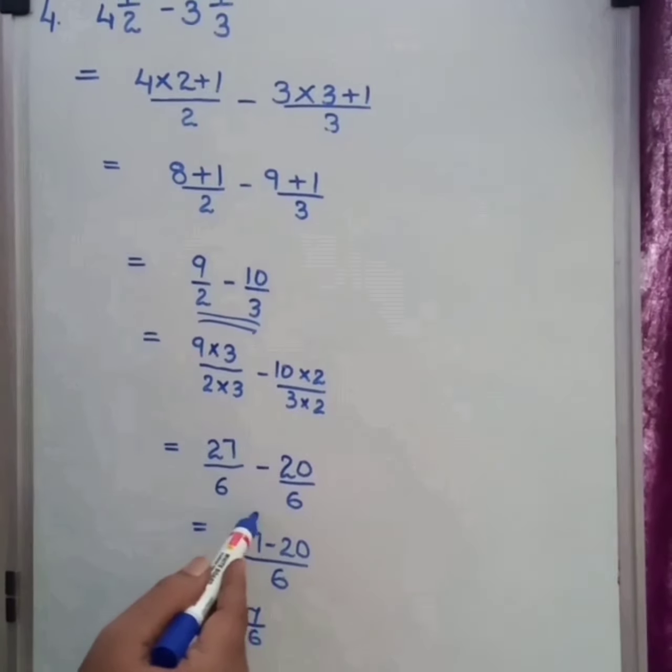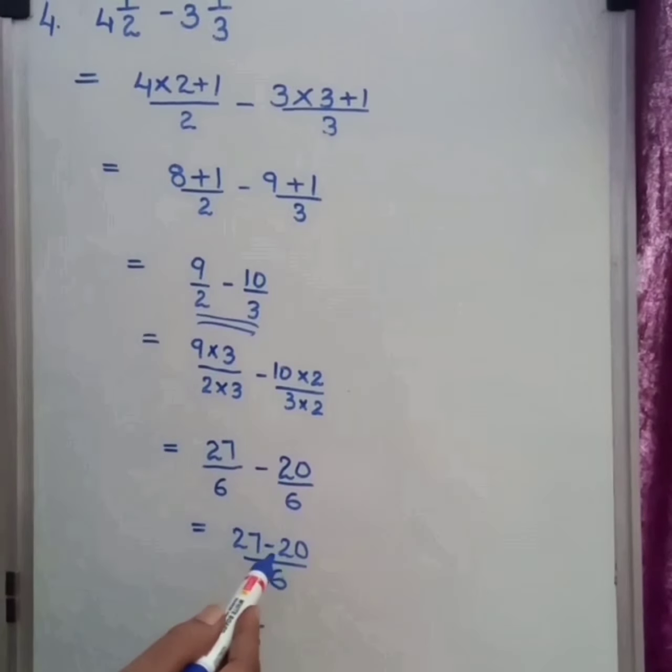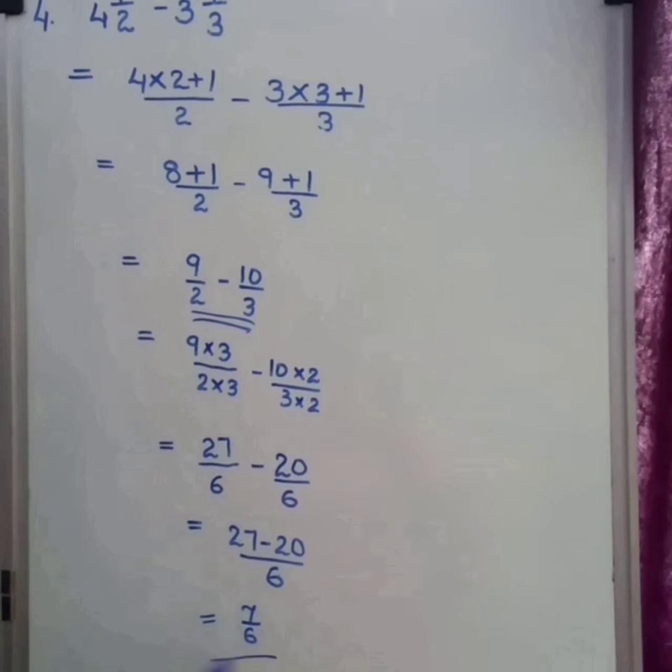Now the denominator is the same. So 27 minus 20 upon 6. 27 minus 20, it comes up to 7 upon 6.